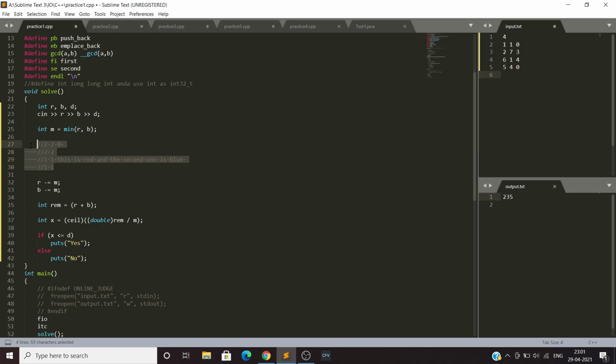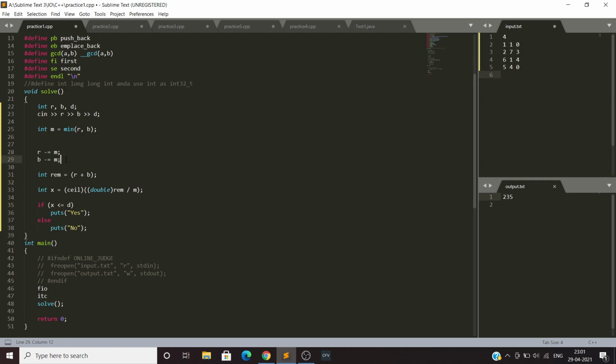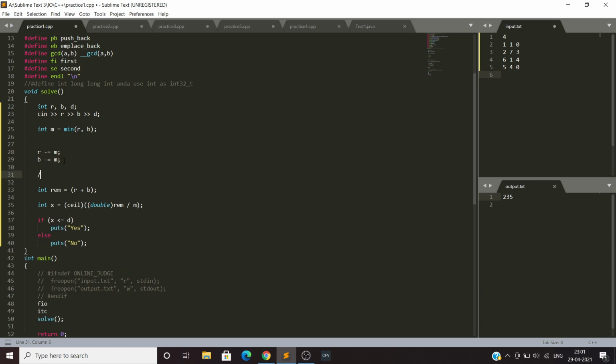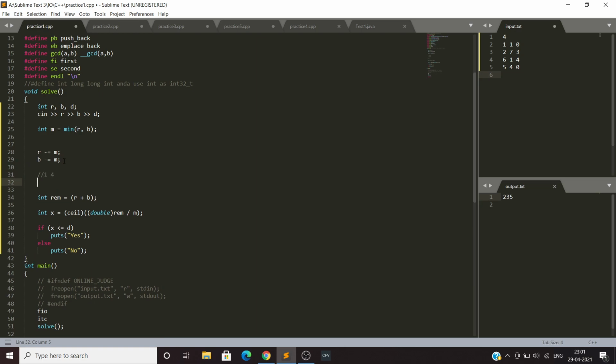So this is a simple implementation problem. What we can do is find the minimum and subtract it from the red and the blue beans. After subtracting, we only care about the remainder. Suppose there is one red bean and four blue beans, so the minimum is one. We can distribute one red and one blue bean in the first packet. So what we are left with is 0 red beans and 3 blue beans.